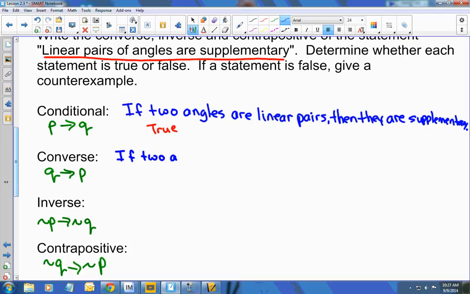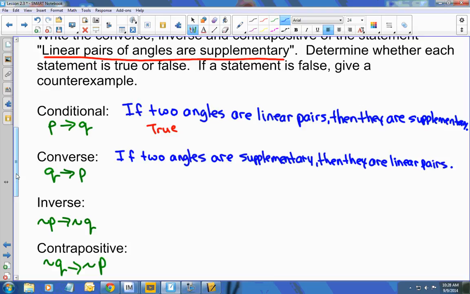If two angles are supplementary, then they are linear pairs. So if two angles are supplementary, then they are linear pairs. True or false? That one would be false.